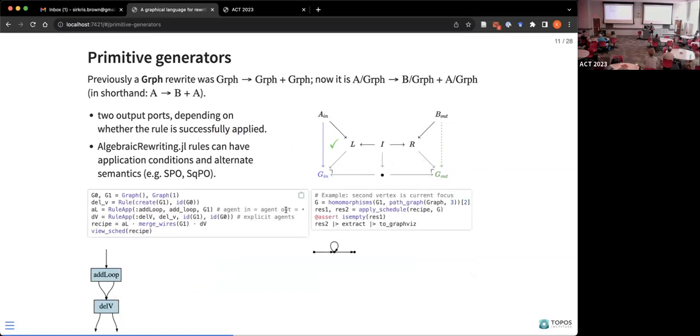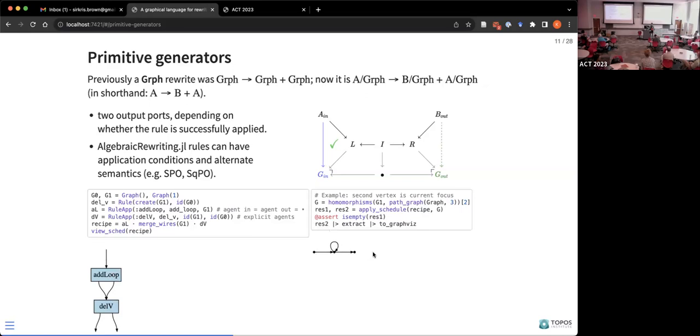As an example of this, here's an example of composing two rewrite rules in a row. One is adding a loop, and the other is deleting a vertex. If I feed into this whole process again our path graph, but now with the second vertex distinguished, and run it through this whole pipeline, it's going to go through add loop and add a loop to the second vertex, and then it's going to go into delete vertex and actually exit the failure case, because we actually can't delete any of these vertices. All the vertices are connected to other things.